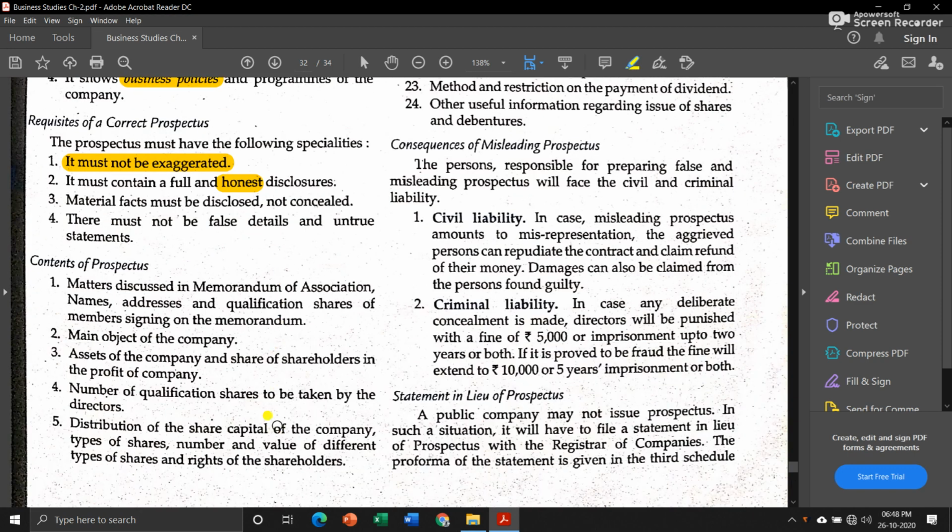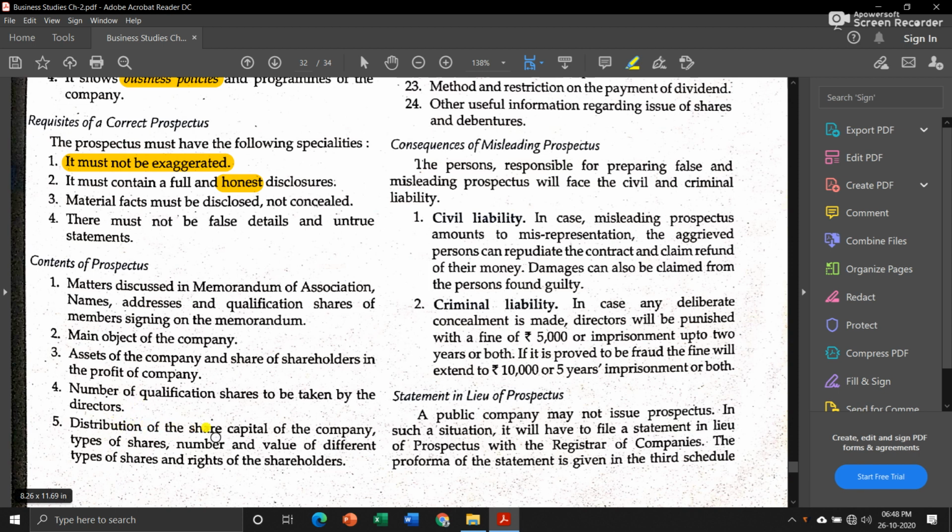Then what are the contents of prospectus? Let us see. Matters discussed in memorandum of association like name, addresses, and qualification, shares of members signing on the memorandum should be mentioned. Then main objective of the company, assets of the company and share of shareholders in the profit of company, number of qualification shares to be taken by the directors, means if some shareholders want to become director of the company, then how many qualification share he has to subscribe, all those things should be mentioned.